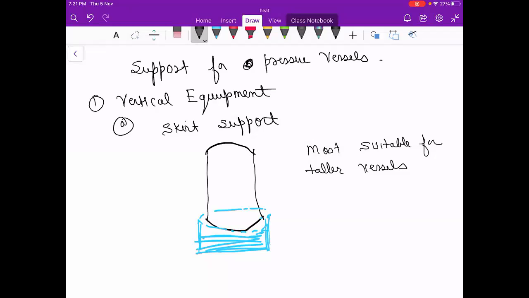One, stiffening and reinforcement. It is not in the GATE syllabus. Okay, I don't know why they have given.